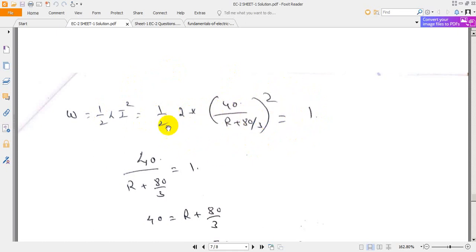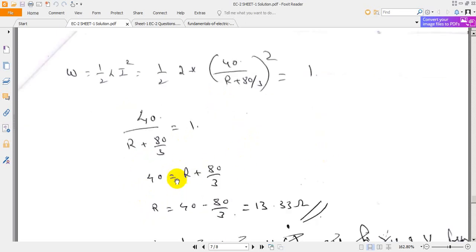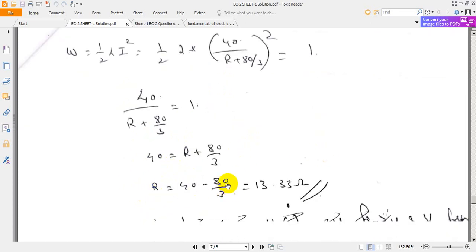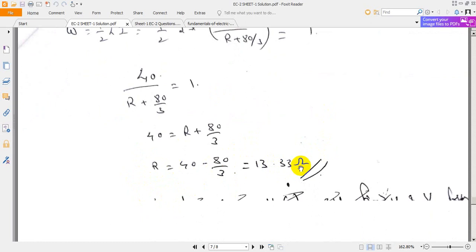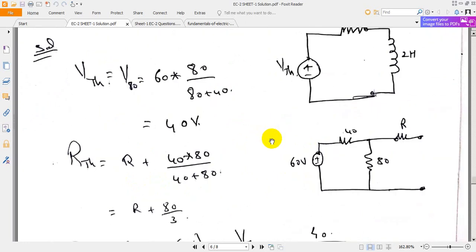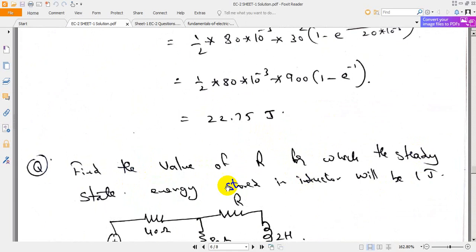So from this we can write, 2 gets cancelled, 40 by R plus 80 by 3 is equal to 1. From here R is equal to 40 minus 80 by 3, which is 13.33 ohms. Simply this is simple mathematics. The question is very small, but the hint is given here.